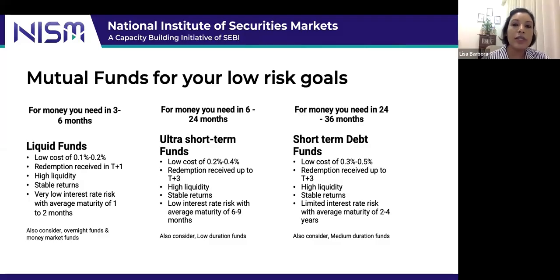For your goals, which are, say, between 6 months to 2 years, you can shift to ultra short term funds, which are also quite low risk, but redemption may take slightly longer than 24 hours.